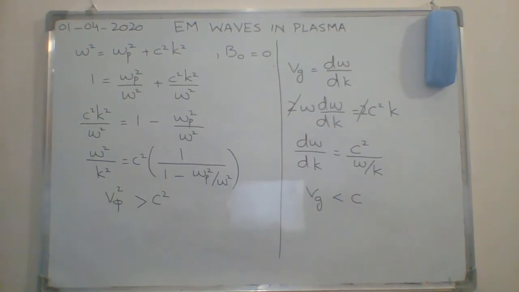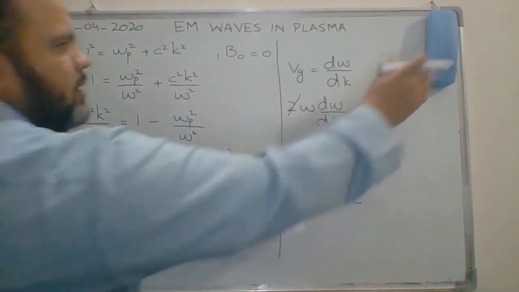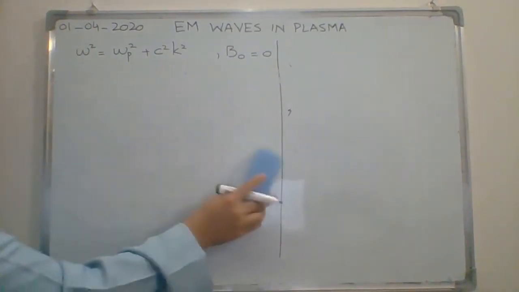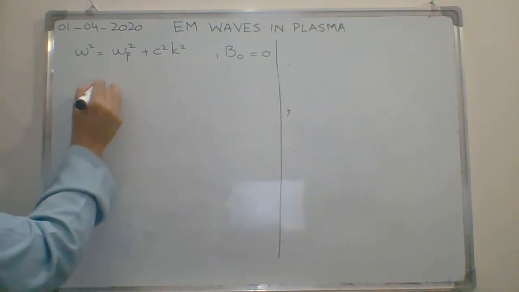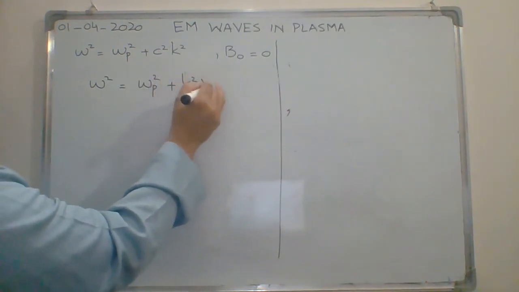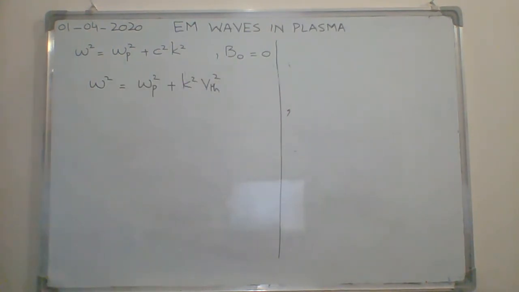Now if I want to plot this term, omega square equals omega p square plus c square k square. As you remember, we have encountered this kind of expression in electrostatic waves, that is with the electron plasma waves, which was omega square equals omega p square plus k square v thermal square. Now this is the expression for the electron plasma waves.